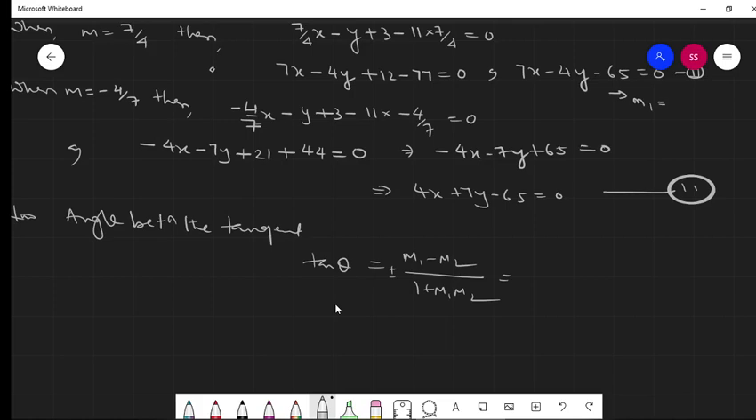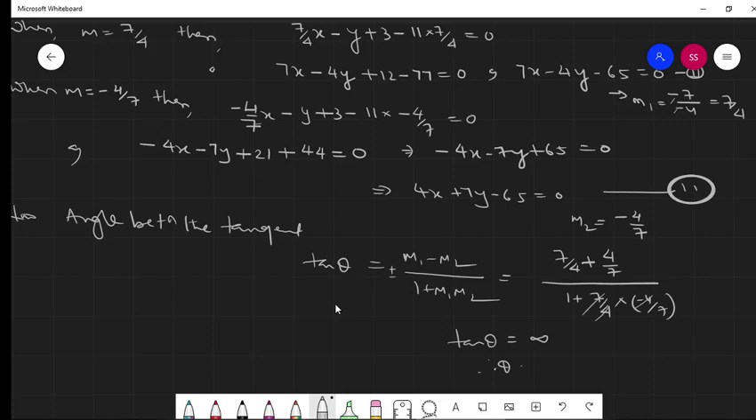Here m1 is minus 7 by minus 4, that is 7 by 4, and here m2 equal to minus 4 by 7. So m1 minus m2 is 7 by 4 minus minus 4 by 7, whole over 1 plus 7 by 4 times minus 4 by 7, equal to something over 1 minus 1, which is 0. That's infinity. Then theta is equal to this, therefore theta equal 90 degree. We can find in this way.